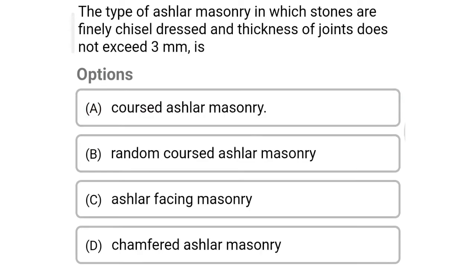The type of ashlar masonry in which stone is finely chiseled, dressed, and thickness of joint does not exceed 3 mm is option A coarse ashlar masonry, option B random coarse ashlar masonry, option C ashlar facing masonry, option D chamfered ashlar masonry. So the correct answer is option A coarse ashlar masonry.